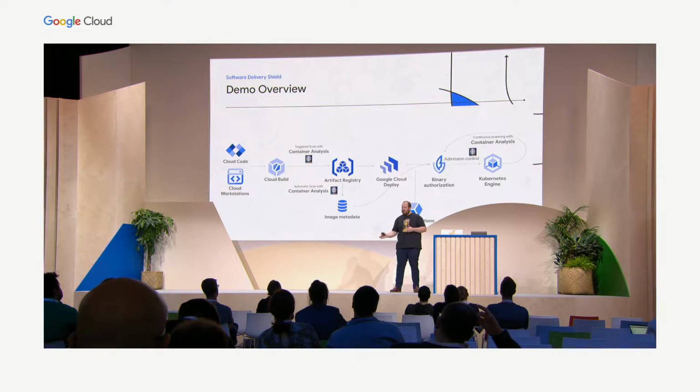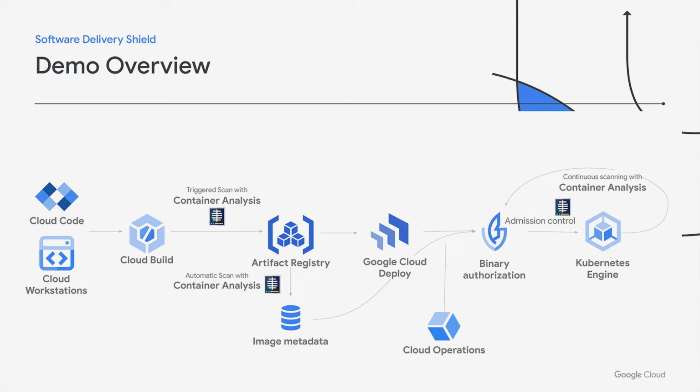Next, we're going to take a look at how this all actually connects into the system. We're going to start with seeing how Software Delivery Shield helps us to create secure containers. We start with Cloud Workstations. We're going to see the features there and the insights that it gives us. Then we're going to take a look at how Cloud Build helps us to build the container, and at Container Analysis for our container vulnerabilities.